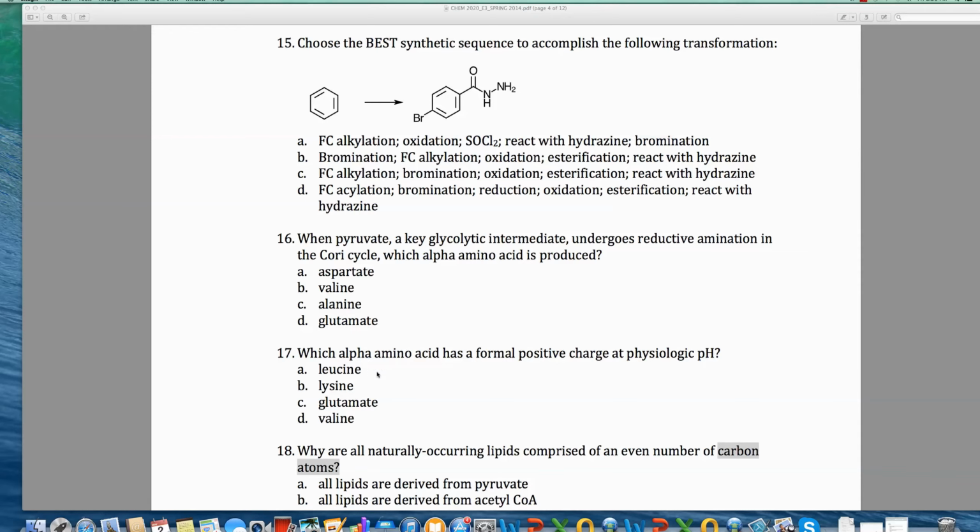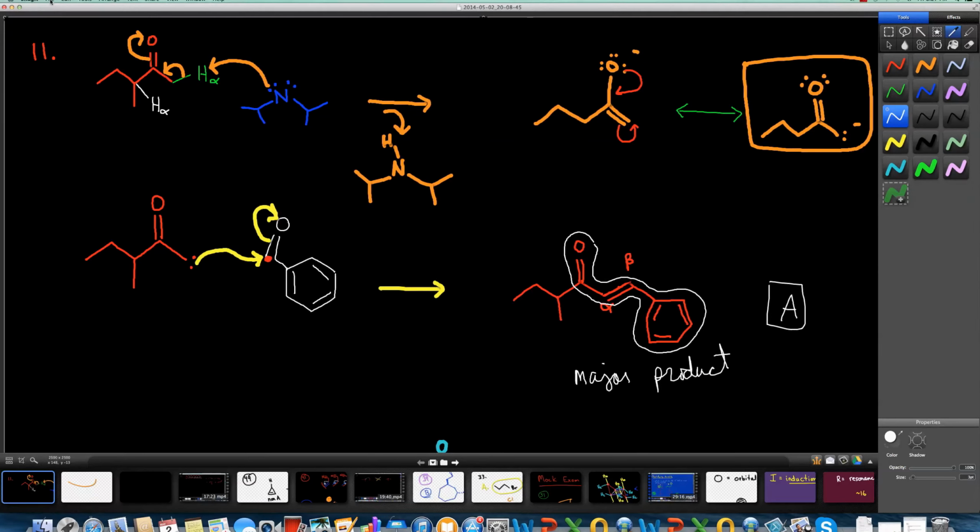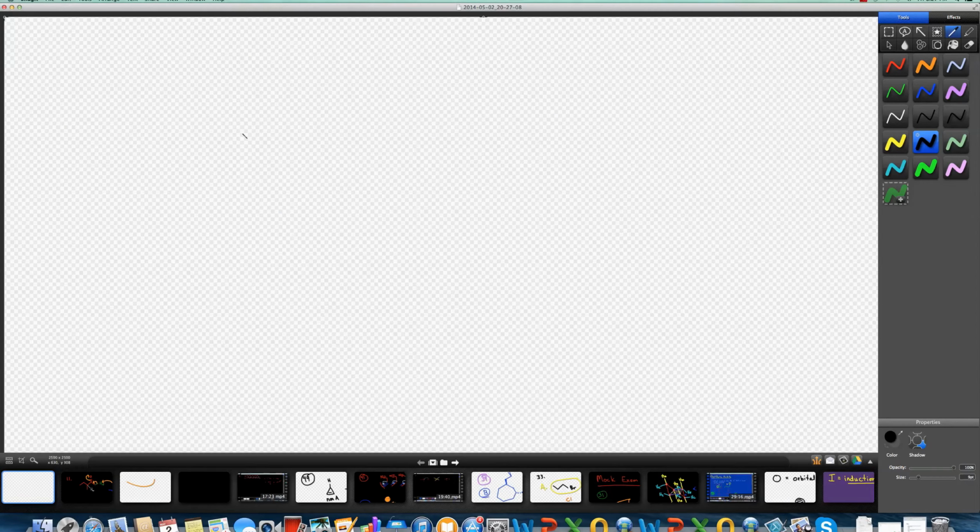Again, you need to know a little bit about alpha amino acid structure to answer number 17. Lysine has an epsilon amino group. So let's take a look at that for a moment. I'm going to draw the chain of lysine just a little bit differently. Here's the backbone.